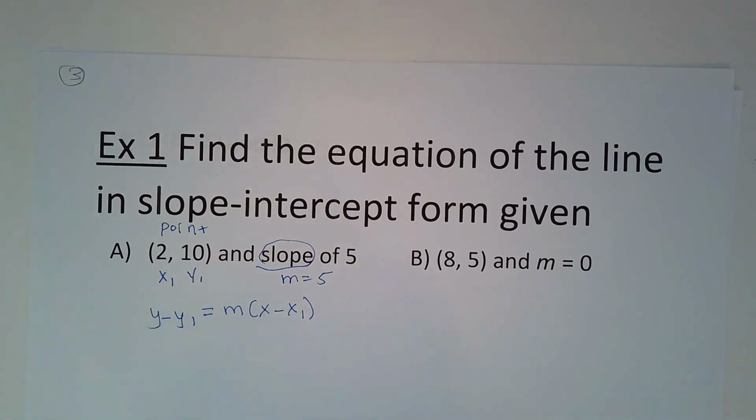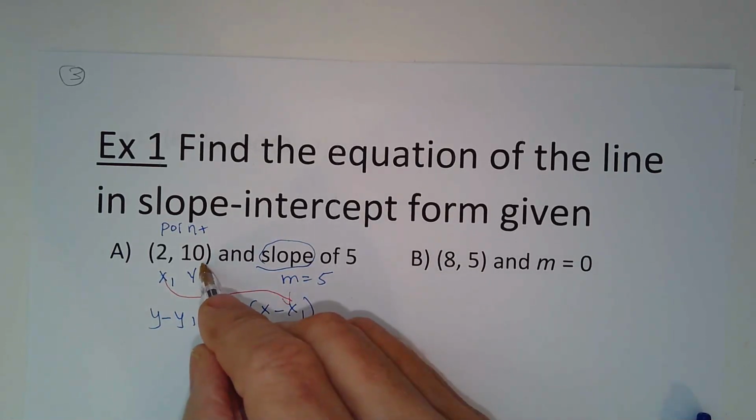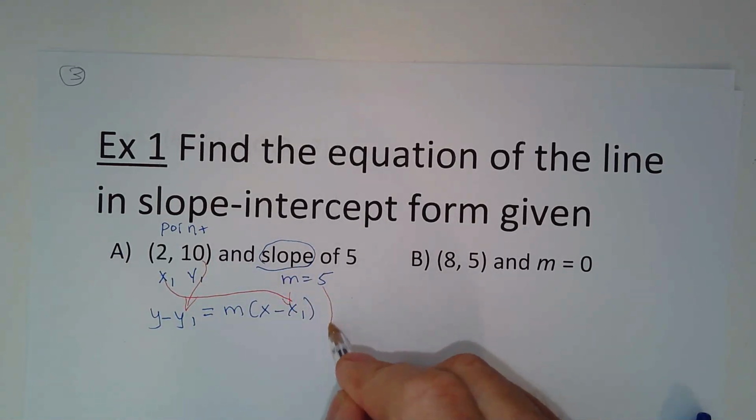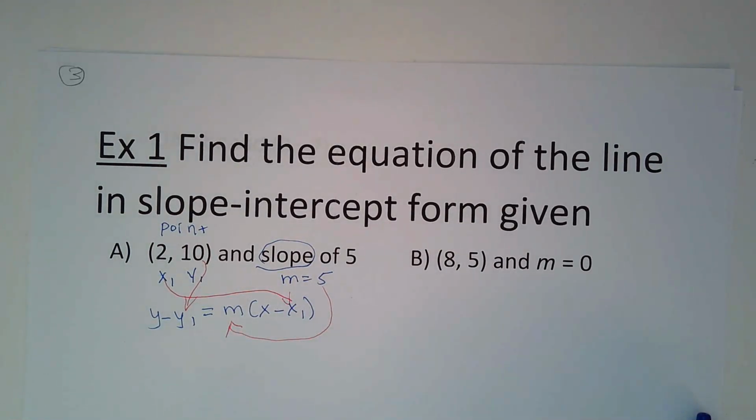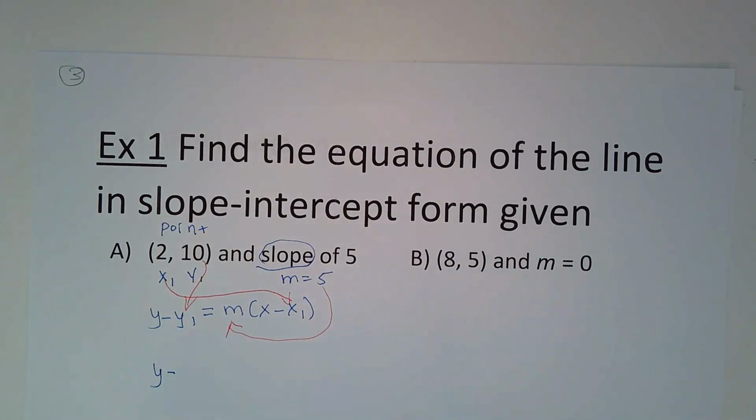Okay. Obviously, here's your x1, it goes over here. Here's your y1, it goes here. And here's your slope, it goes over here. Right? Okay, so let's do it. So y minus, and then our y1 is 10. So we're going to put a 10 in there. And that equals your slope is 5, so we'll put a 5 in there. And then times x minus, and then your x1 is 2. So you'll put a 2 in.